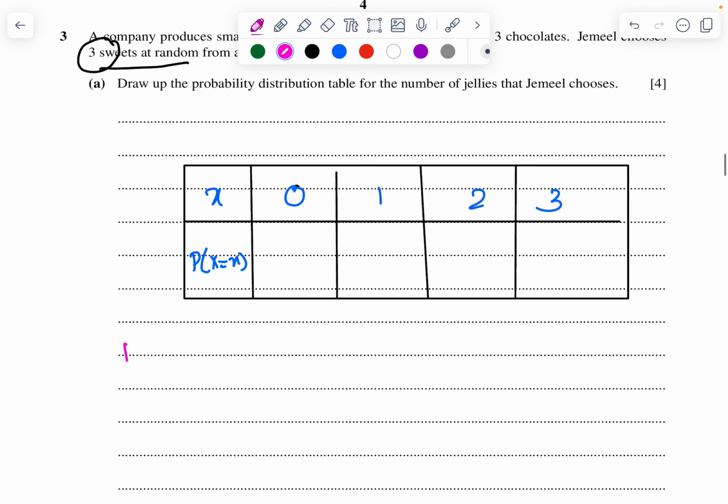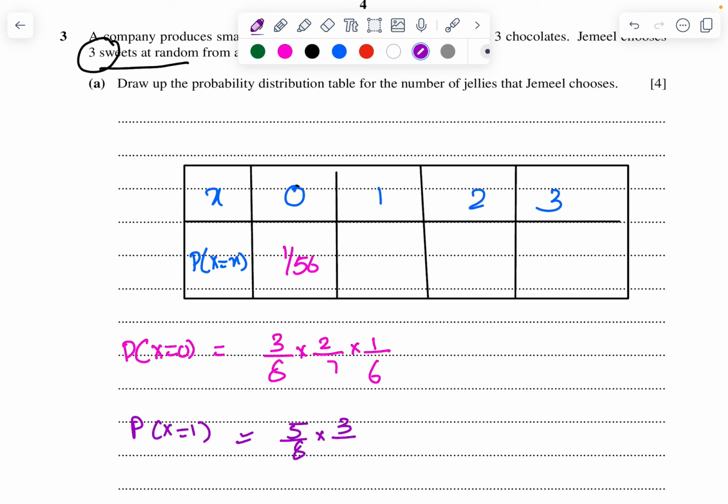Now, first one is probability of 0 jelly. 0 jelly means the first one is a chocolate, and the second one is also chocolate, and the third one is also chocolate, which becomes 1 upon 56. Then, 1 jelly. First one is a jelly, second one is a chocolate, and third one is a chocolate, but times 3. Don't forget, it can happen in 3 ways. So therefore, this answer is 15 upon 56.